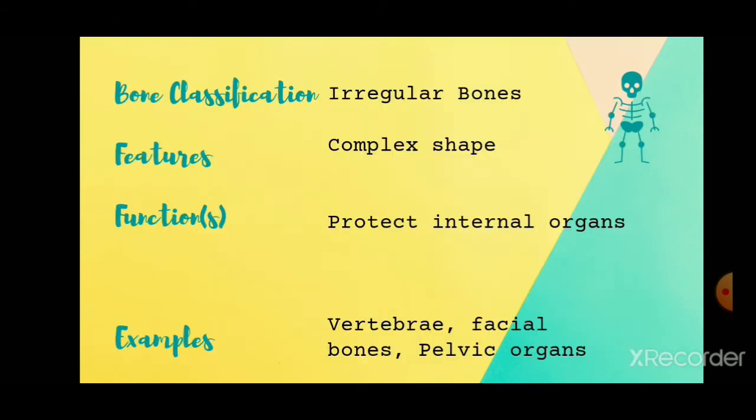Other examples pa ng irregular bone is itong facial bones. Mas marami daw na irregular bones, particularly the ones na nagko-contain ng sinuses. And also, we have the irregular bones in the pelvis, yung pubis, ilium, ischium, na nagpaprotect naman ng ating pelvic organs.